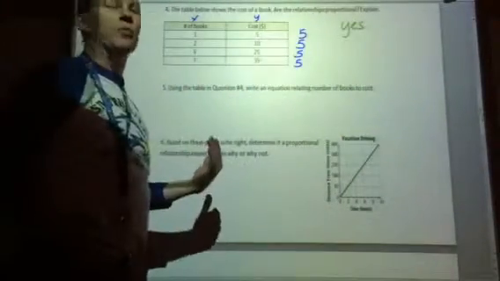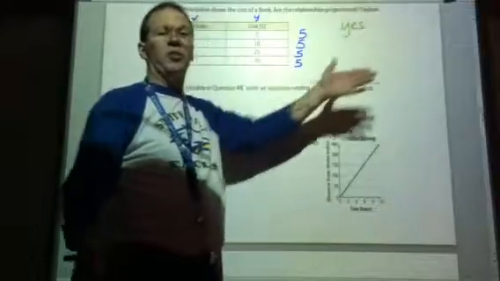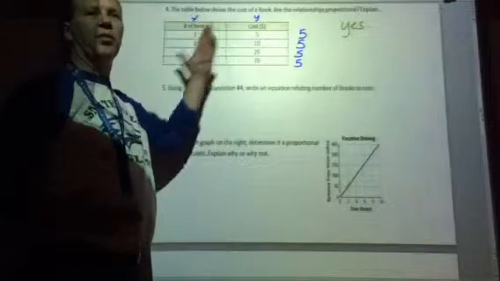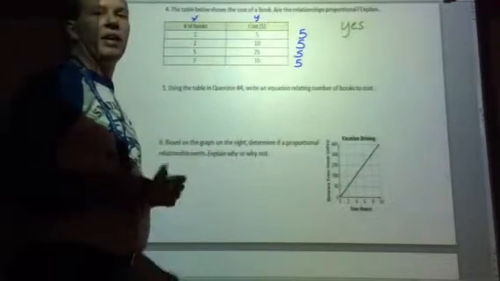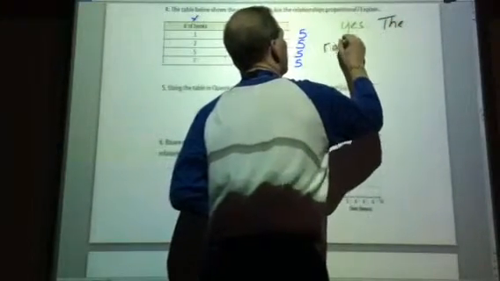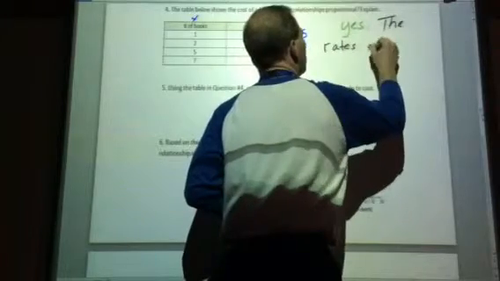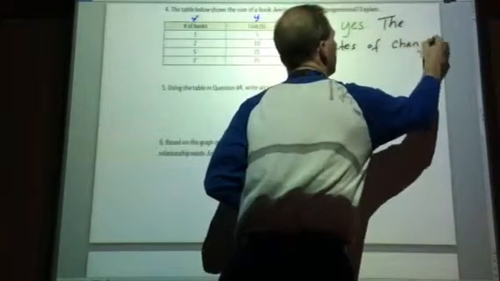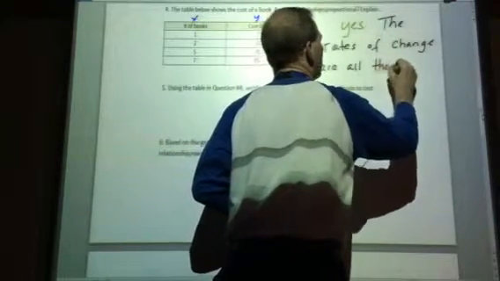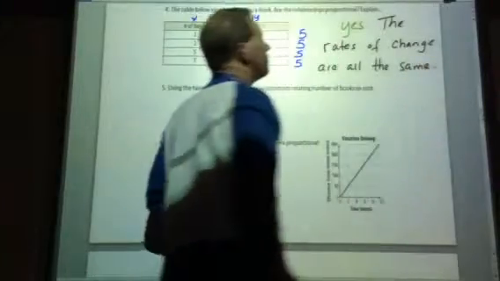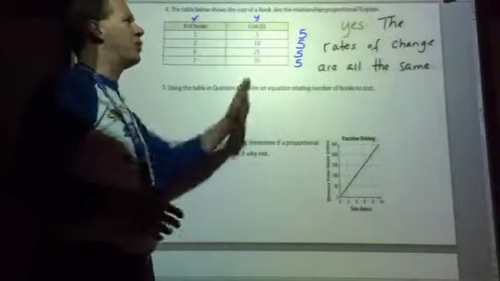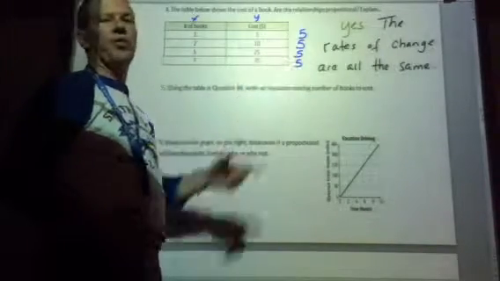And then probably the most important part is the second part of this question, which is to explain. Why is this a proportional relationship? Why is it when all the numbers are the same that this makes a proportional relationship? Well, we can say that our rates of change are all the same. So yes, this does form a proportional relationship, and it does so because the rates of change are all the same in this case.